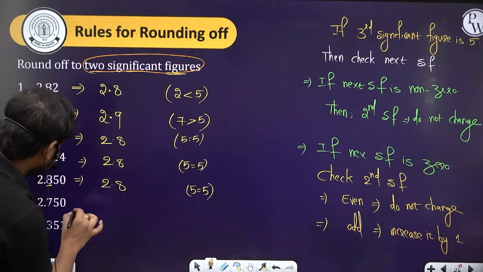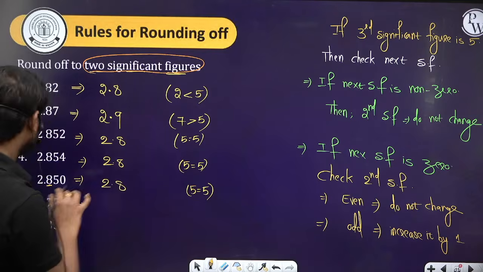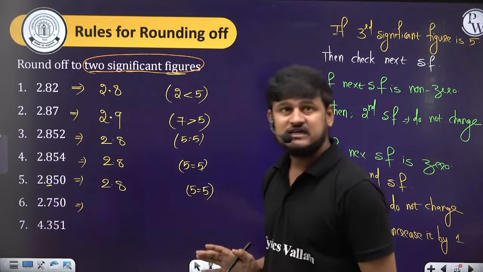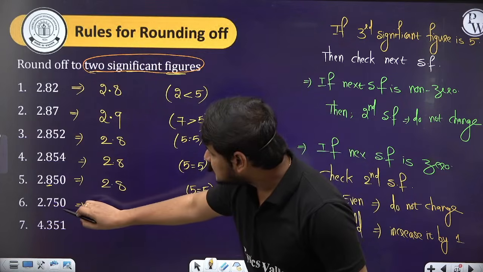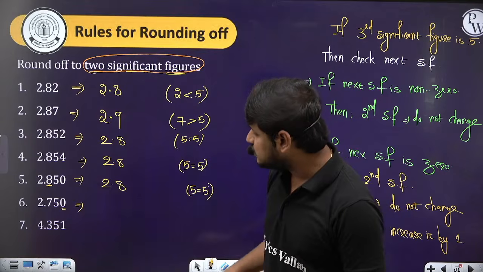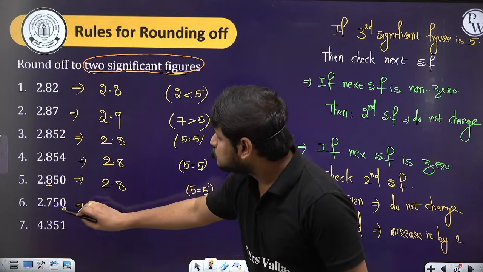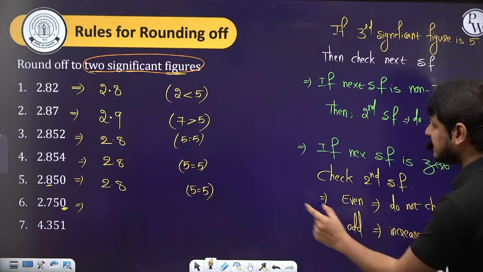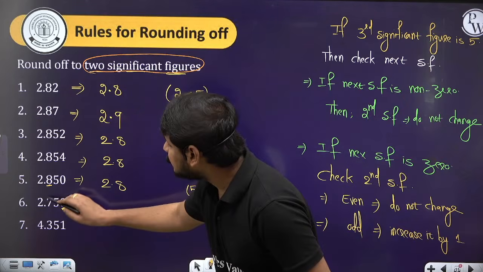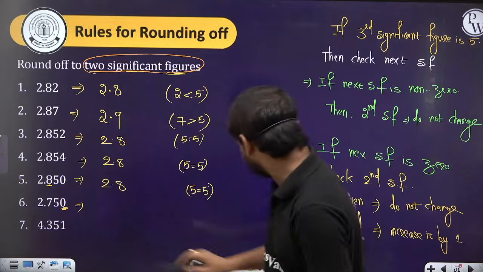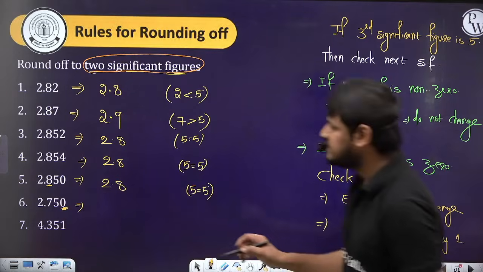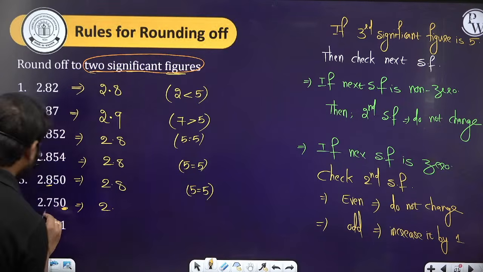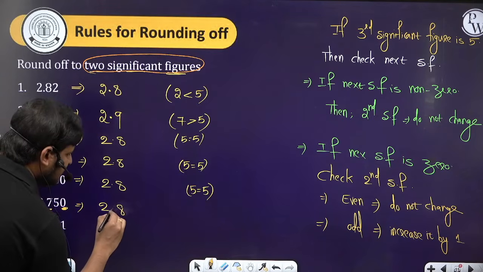Check the next example, 2.750. In the 2.750, the 5 is equal to 5. Check the next one, 0. So then we go for the second significant figure. The second significant figure is odd. So odd, increase it by 1. As 7 is odd, increase it by 1, so it becomes 2.8.